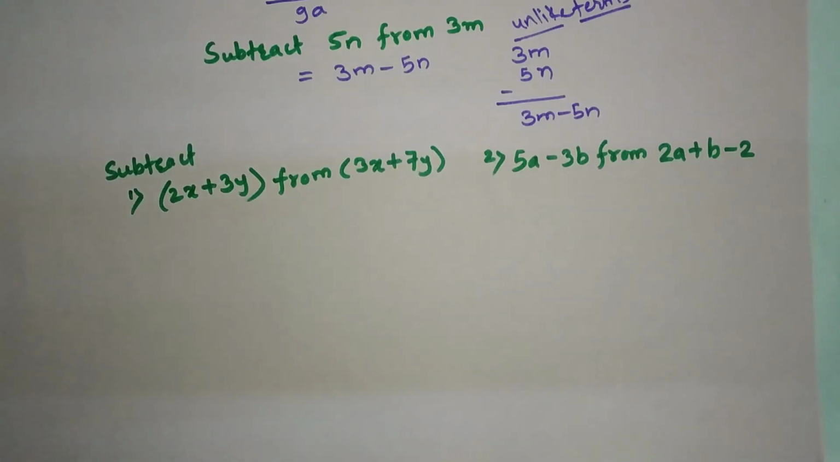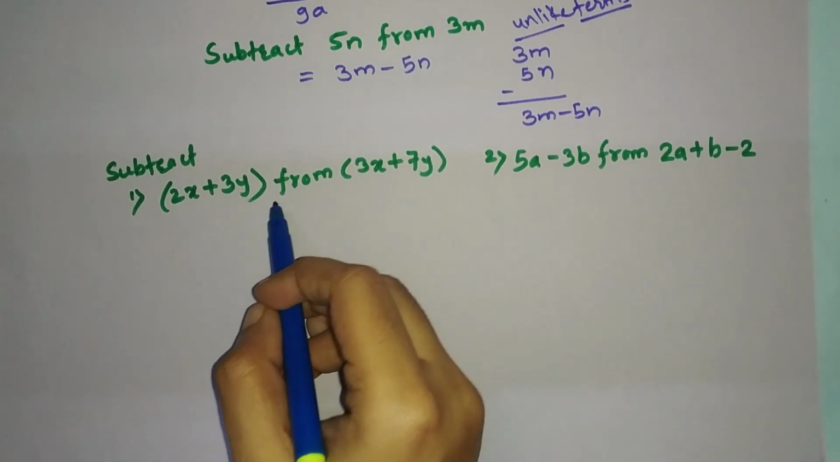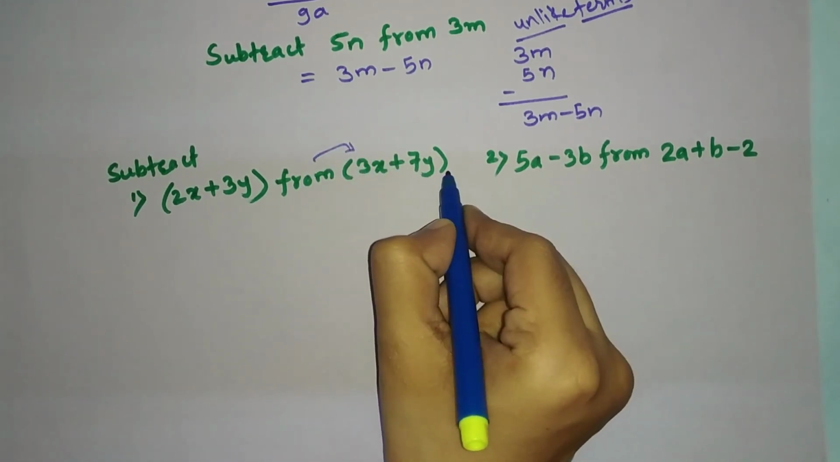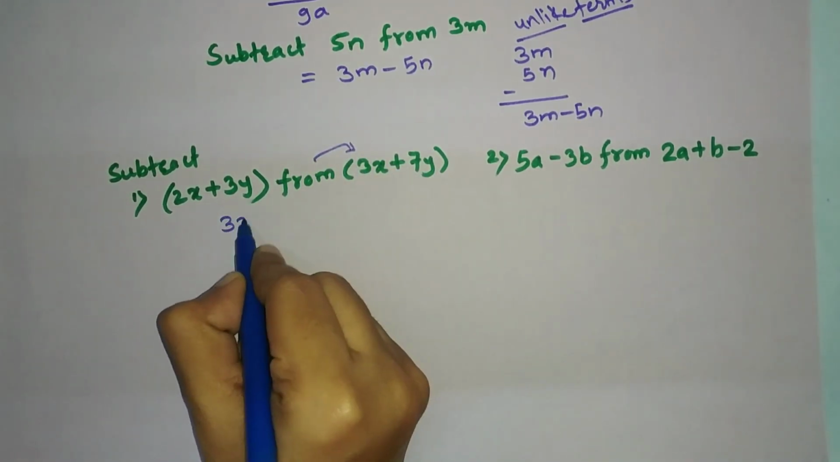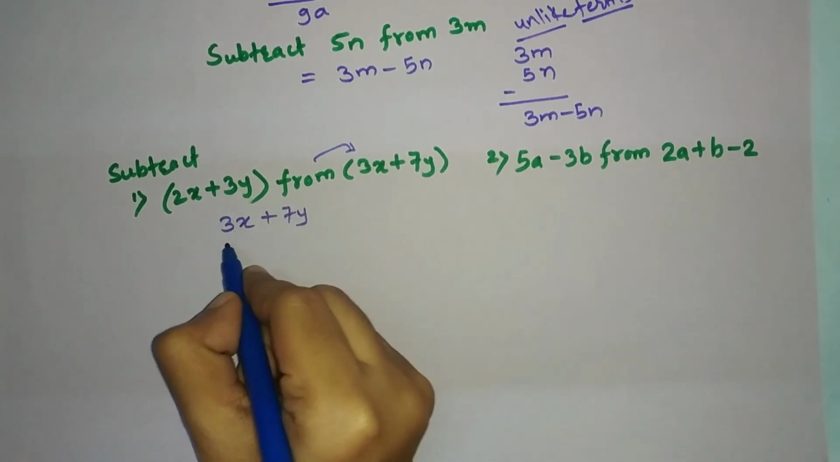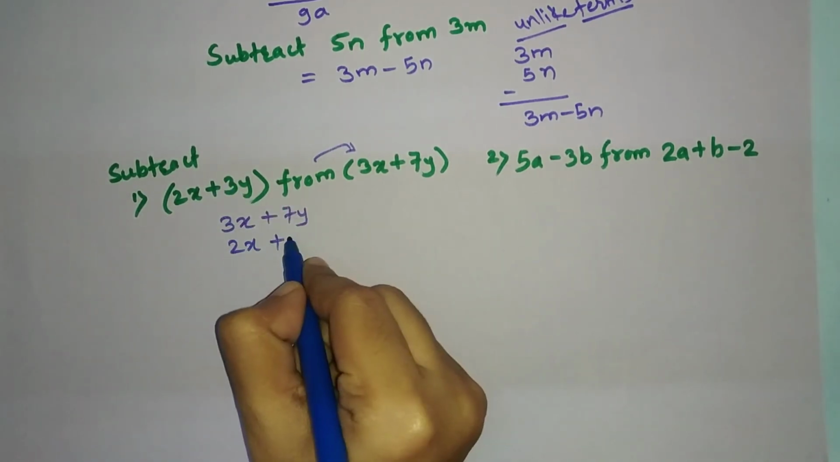So now friends, we will see subtraction of these expressions. Till now we have seen a simple expression. Now we'll go for it. We need to subtract 2x plus 3y from 3x plus 7y. So from this expression we have to remove it. So we'll write this expression 3x plus 7y here. Then afterwards we will write 2x plus 3y.